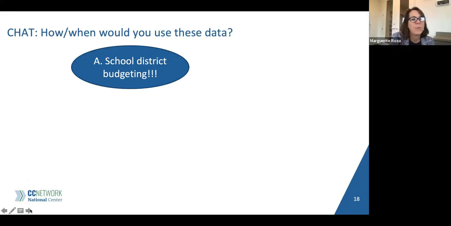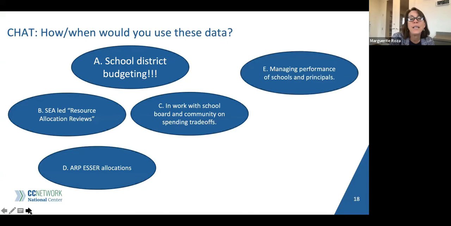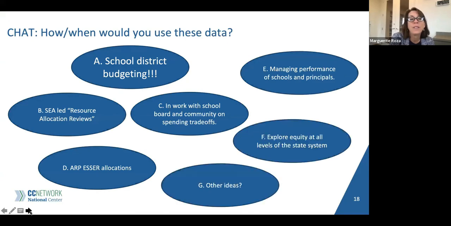Yes, I just want to put up, this is our last slide, and there's an exit poll here, but how and when would you use this data? We have a bunch of ideas, not the least of which is school district budgeting, which we put in a really big font because that would be a great time to look at them. Resource allocation reviews, looking at your ESSER spending decisions, all those kinds of things.